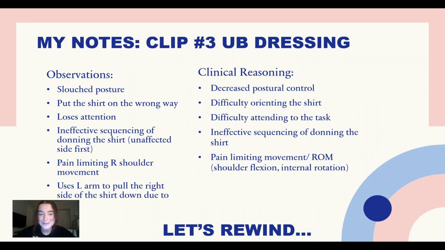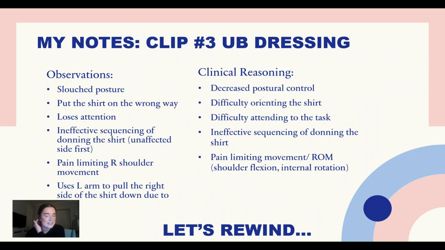All right, here are my notes. My observations: slouched posture, potentially. It wasn't anything crazy that I noticed with that. She put the shirt on the wrong way, it was backwards. She loses her attention to what she's doing at the very beginning of the task. Ineffective sequencing of donning the shirt. She puts the unaffected side in first. Pain limiting right shoulder movement. She uses the left arm to pull the right side of the shirt down, potentially due to pain. That's what it appears to be.